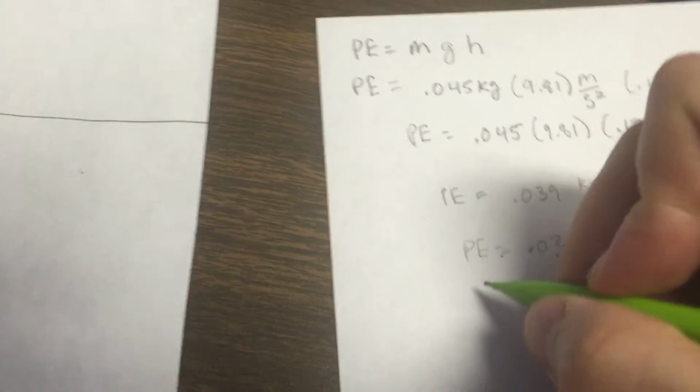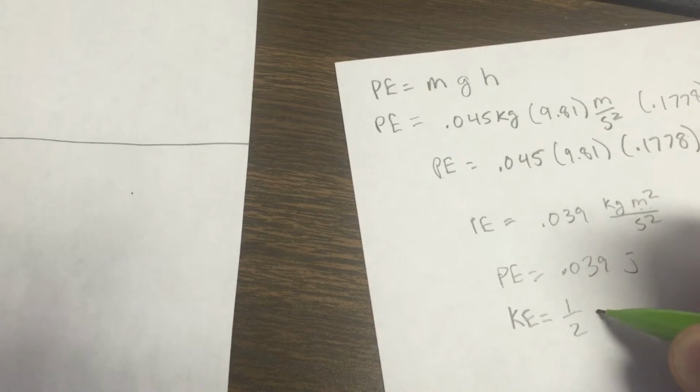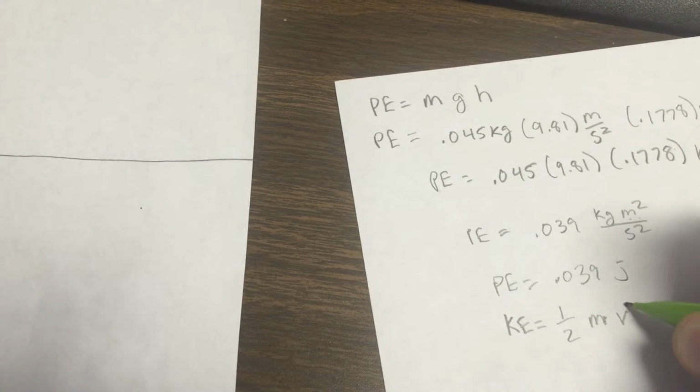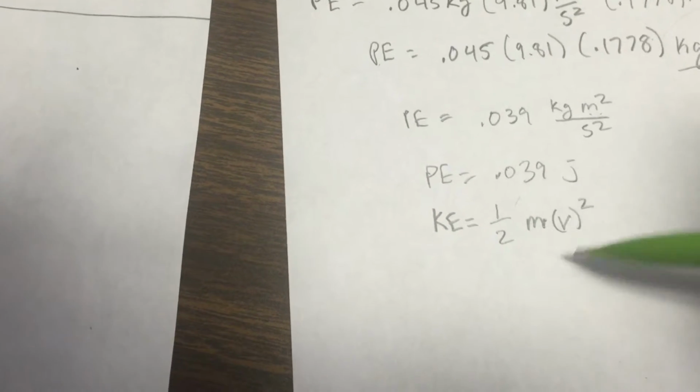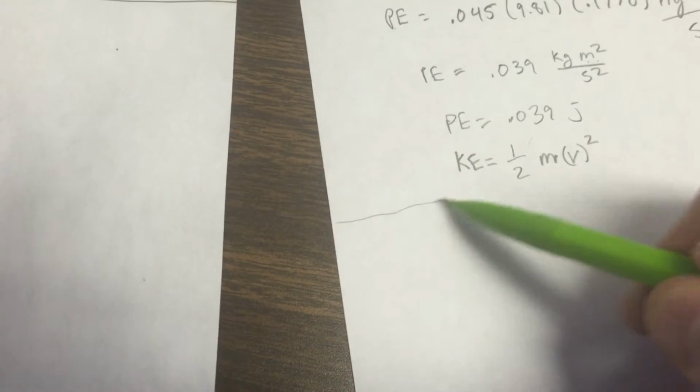Now, I am going to show you the kinetic energy and why it equals 0. So the formula for kinetic energy is 1/2 mass times our speed squared. All right? And at the top of our ramp, the golf ball's not moving. So our speed is going to be 0, making our kinetic energy 0. Now, we're going to calculate the speed of the kinetic energy at the bottom of the ramp.